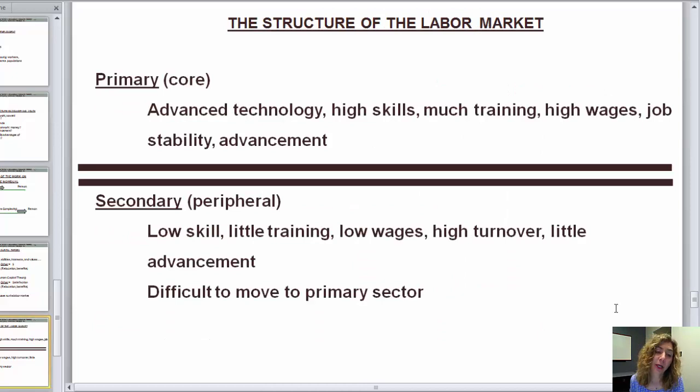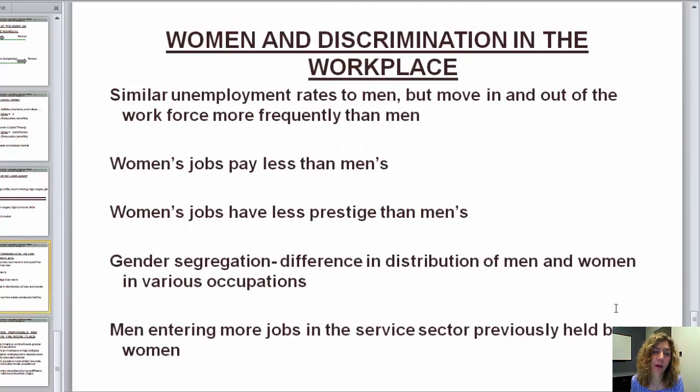Structure of the labor market. Women and discrimination in the workplace. Gender bias exists. Socioeconomic status bias exists. Racial and ethnic cultural biases exist. It's important that we keep these things in mind. There are still segregation, gender segregation in careers. There are still careers that are non-traditional for men and women.